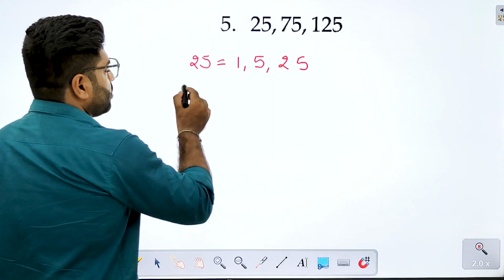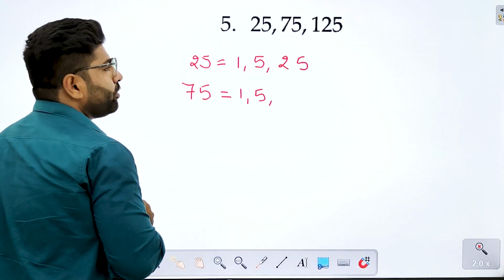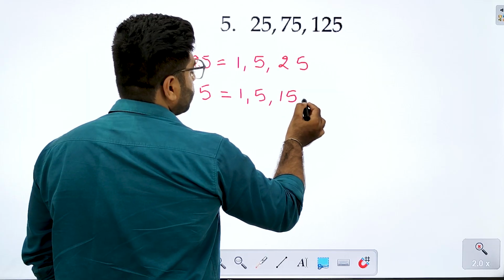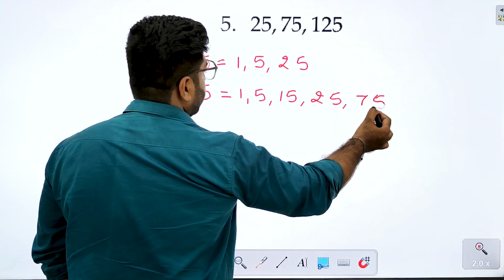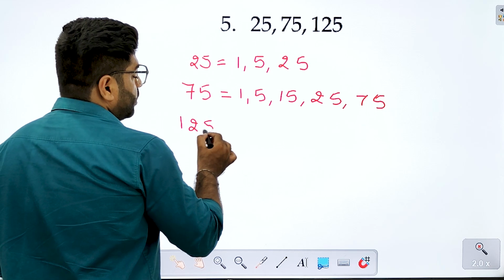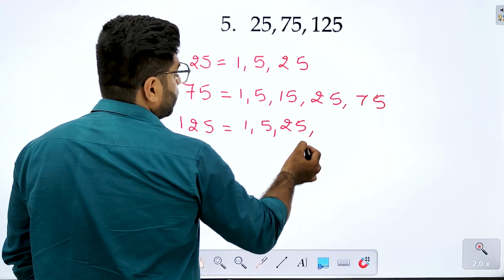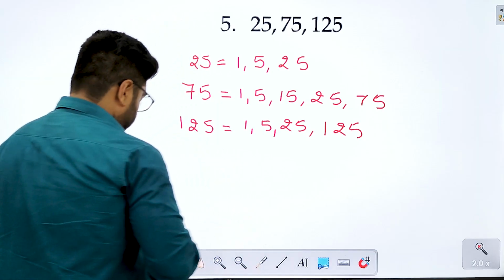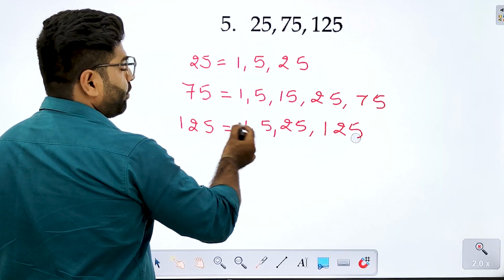If we talk about 75, we have the factors 1, 5, and 5 threes are 15, 15 fives are 75. So 15 is also a factor, then 25 is also a factor, and last we have 75. So these are the factors of 75. Now we have 125. The factors of 125 are 1, 5, then 25, and 25 fives are 125. Clear? So we have seen the factors of 25, of 75 and of 125.